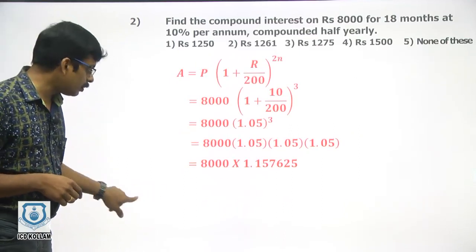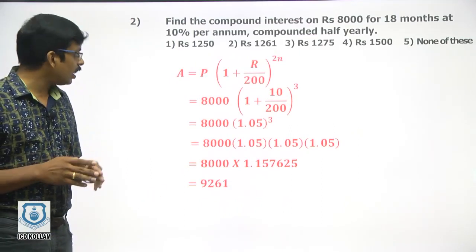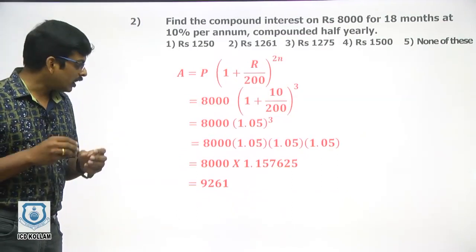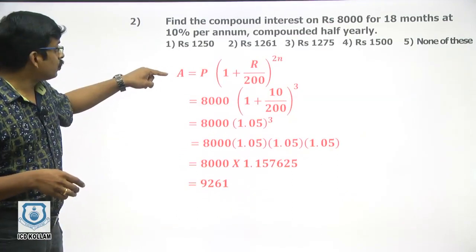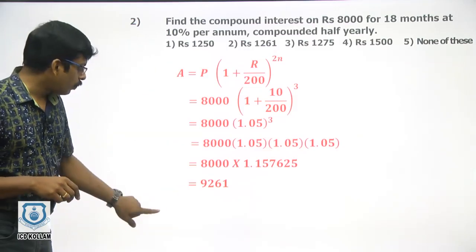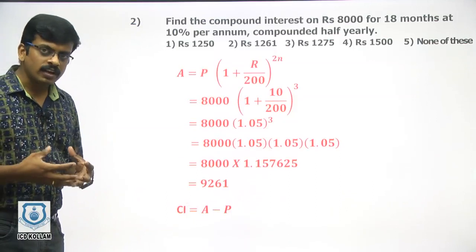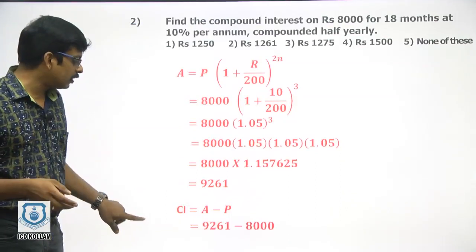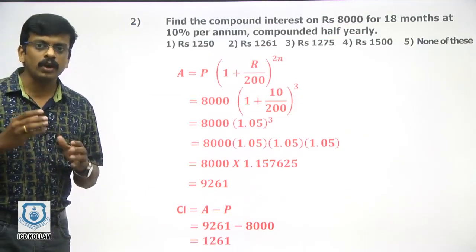1.157625. On multiplication we get 9261 as amount, but you need to find compound interest. So for finding compound interest you need to subtract principal from this value. So we get compound interest as amount minus principal, which is equal to 9261 minus 8000, giving us 1261.